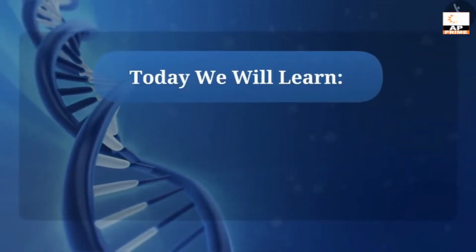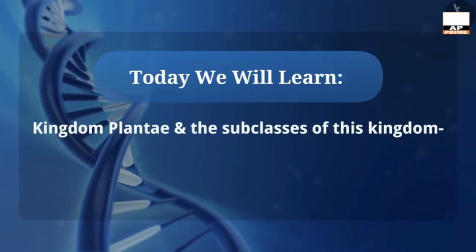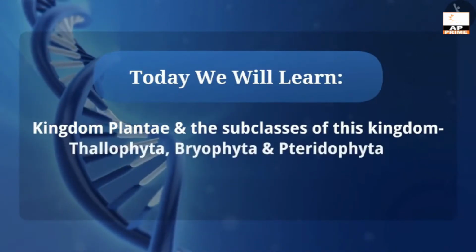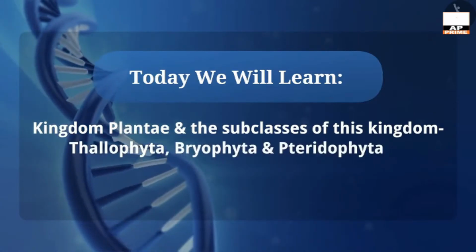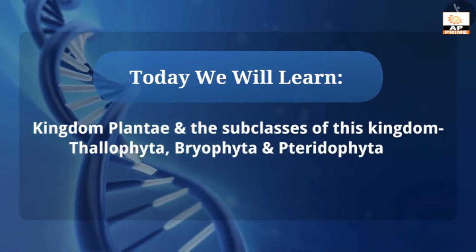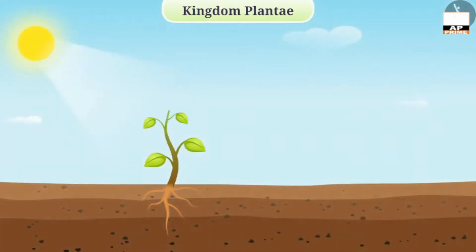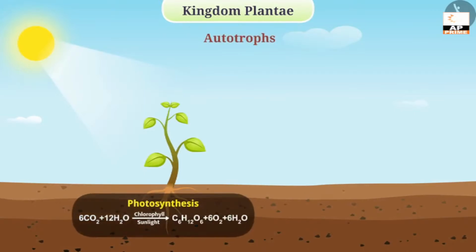Today we will learn about the kingdom Plantae and the subclasses of this kingdom, Thallophyta, Bryophyta and Pteridophyta. Let us first discuss the kingdom Plantae. Kingdom Plantae consists of all autotrophs which perform photosynthesis with the help of chlorophyll and can make their own food.